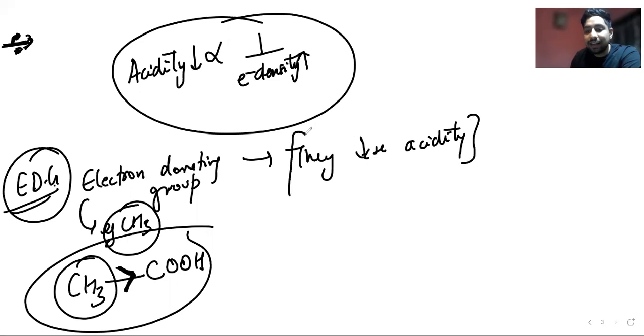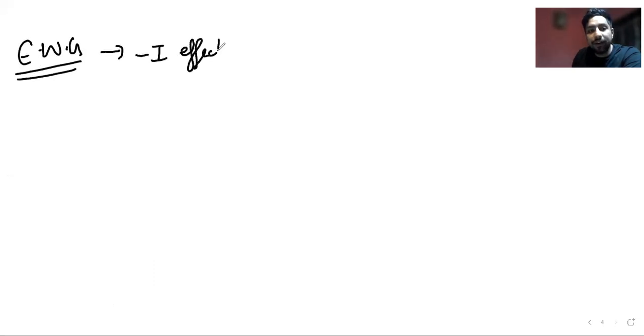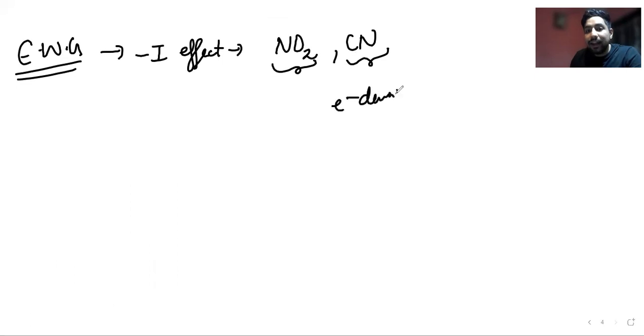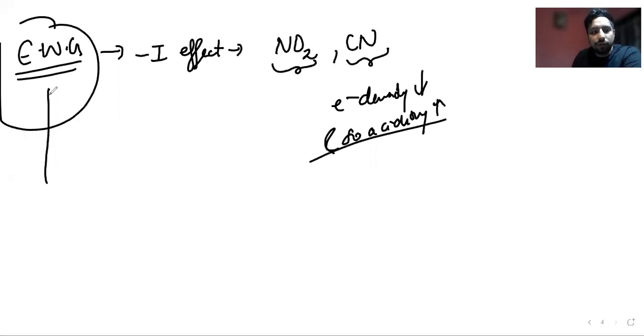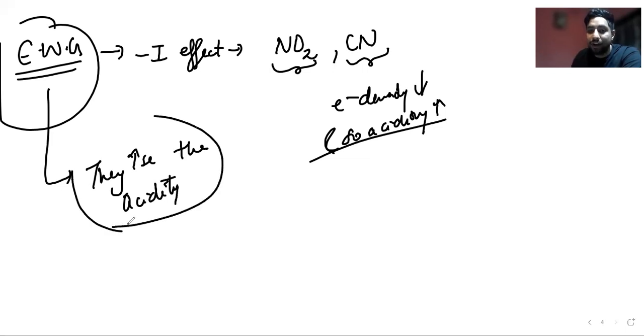Okay, and along with that, if an electron withdrawing group is present, which has the minus I effect, for example NO2, CN, cyanide group, nitro group, they will extract the electrons, electron density will decrease, and so acidity will increase. Okay, so what do these electron withdrawing groups do? They increase the acidity. Why? Because electron deficiency is created over there, electron density decreases.